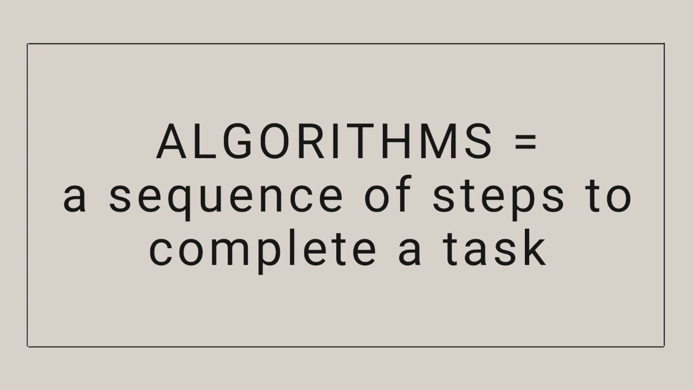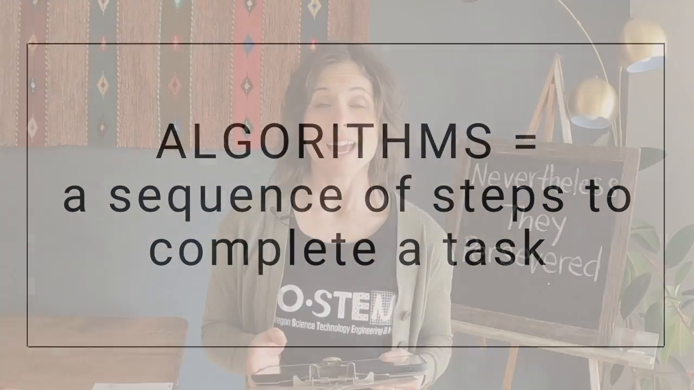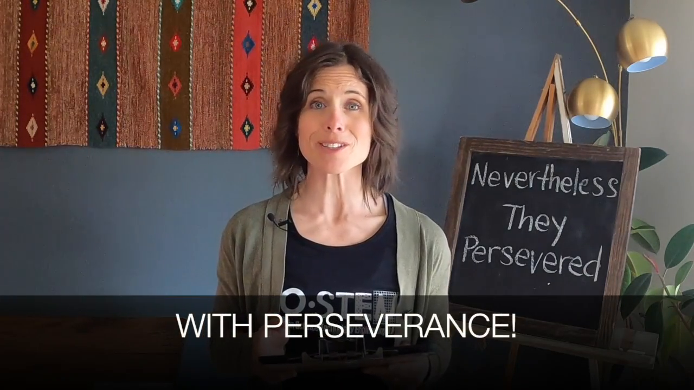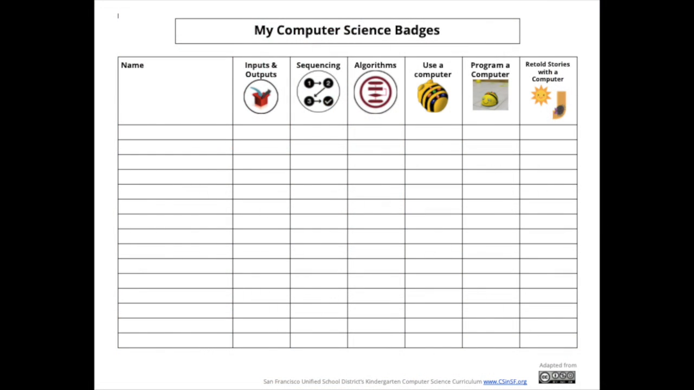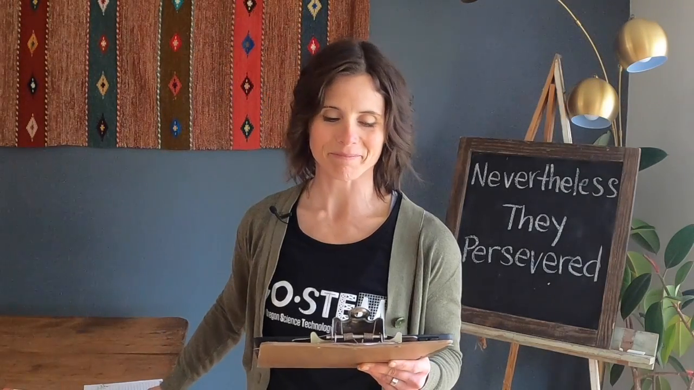Then remind the students that algorithms are a sequence of steps to complete a task. Today the students practiced algorithms using origami with perseverance. They persevered so much. And perseverance is continuing to try even when things get hard. Now let's look at their badge chart to celebrate all the things they learned today. Today you get to make a check mark or a star in the algorithms column, because all the students earned their algorithms badge today.